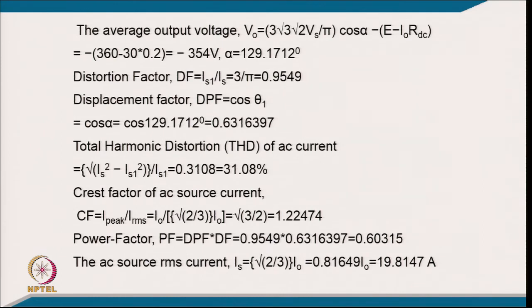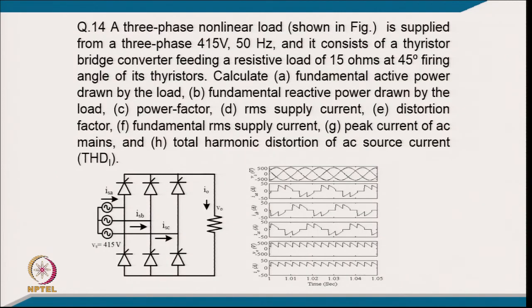that is 31.08%. The crest factor is peak upon RMS. Putting the value here, it comes to root 3 by 2, 1.2247. It is still less than a sine wave, that is root 2, 1.4. The power factor is DPF into DF. Putting the value, it comes to 0.60315, and the AC mains RMS current, that is root 2 by 3 into I0, is 19.8147.